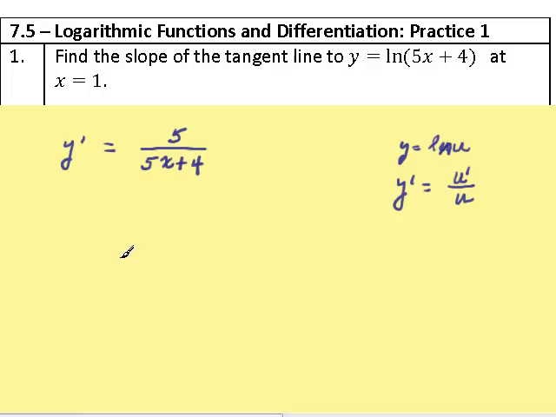Now we just want to substitute in x equals 1. So let's say y prime, and here's some notation that means y prime at x equals 1. Just substitute in 1, and we have 5 over 5 + 4, or 5/9.